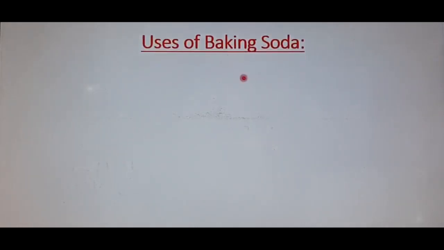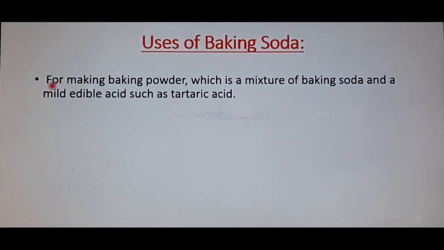So let's discuss the usage. Baking soda is used for making baking powder. Both baking soda and baking powder can be used in our cooking. Baking powder is a mixture of baking soda and tartaric acid.